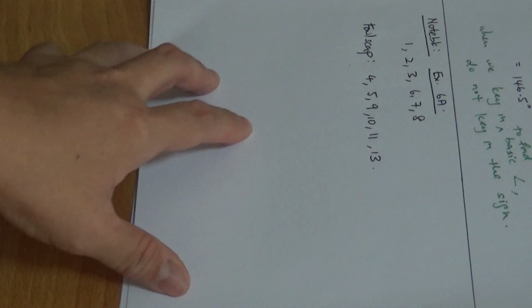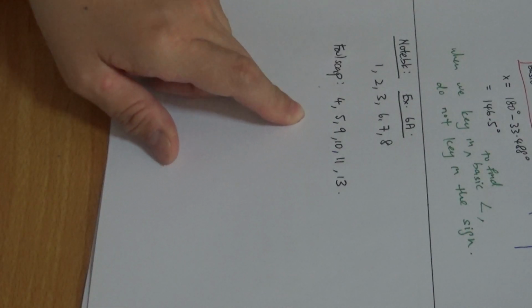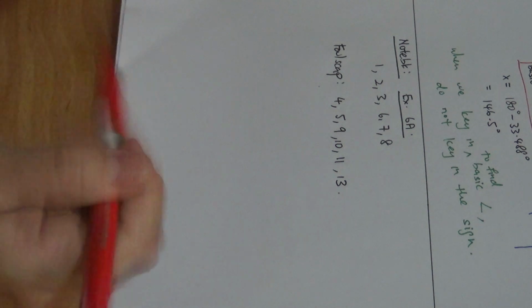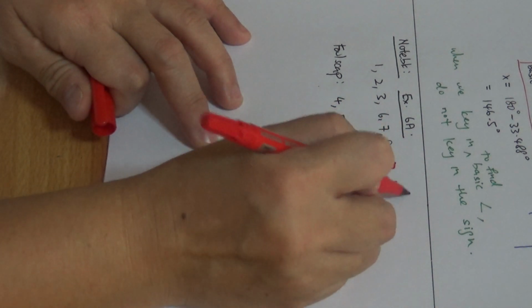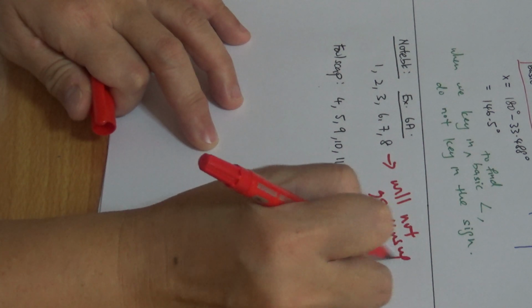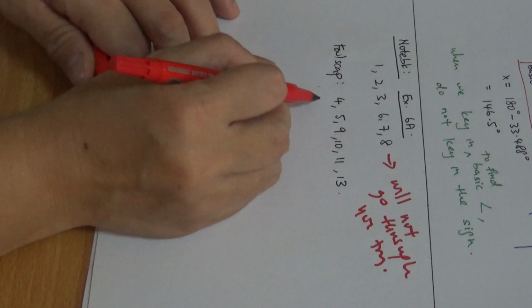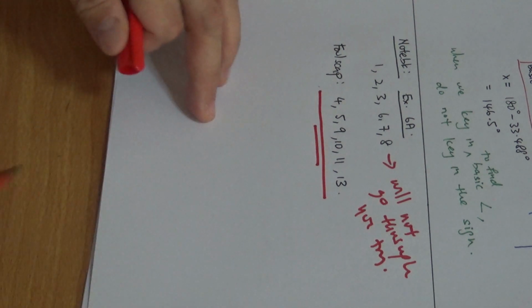It's over here. One set will be in the notebook and one set will be on the foolscap paper. For the notebook questions, I will not go through. You try yourself. But for this set, I will go through, and it must be done on your foolscap paper.